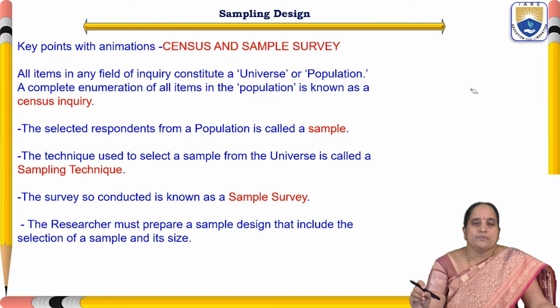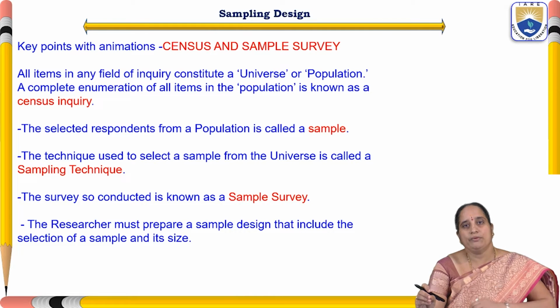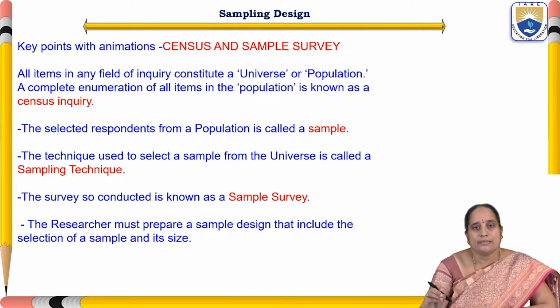Now, how do you define a universe or population? When you consider all the items together, that is known as a universe or population. So when we talk about census inquiry or census survey, it includes all the items in a given population.